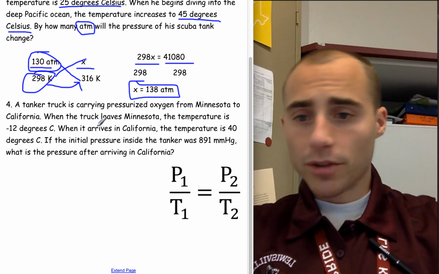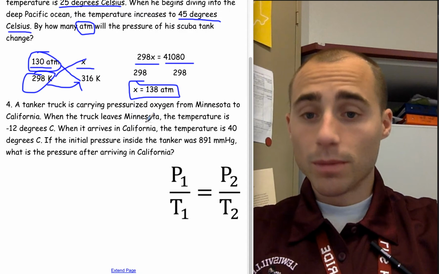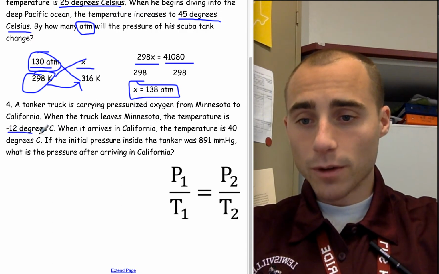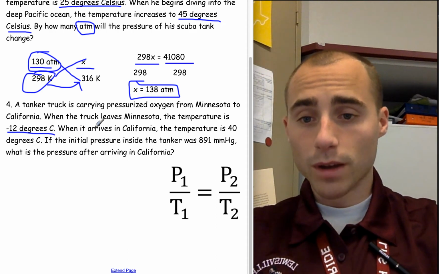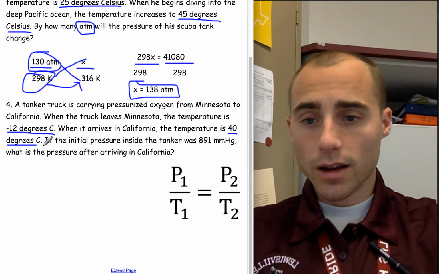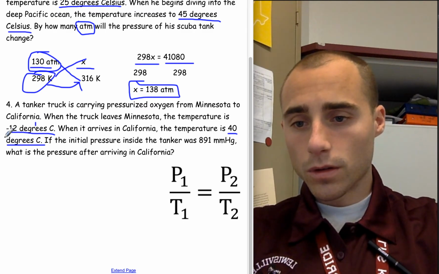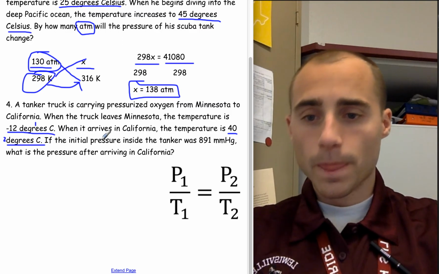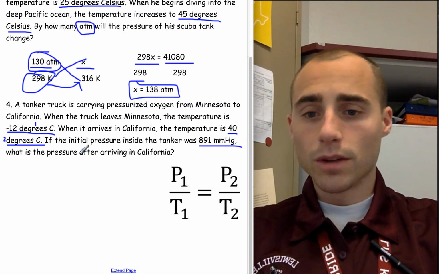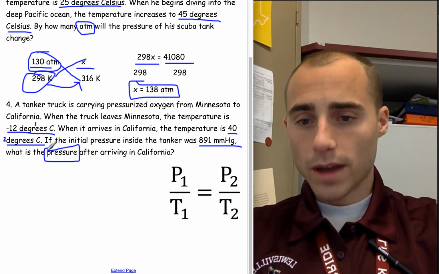Tanker truck carrying pressurized oxygen from Minnesota to California. Long drive, but California would be much better than Minnesota. Temperature in Minnesota, negative 12 degrees Celsius, which is why California is better. When it arrives in California, the temperature is 40 degrees Celsius. So right there, we have our T1 up here and our T2 right here. If the initial pressure was 891 millimeters mercury, what is the pressure arriving in California? So we are again solving for P2. That is what we are solving for.